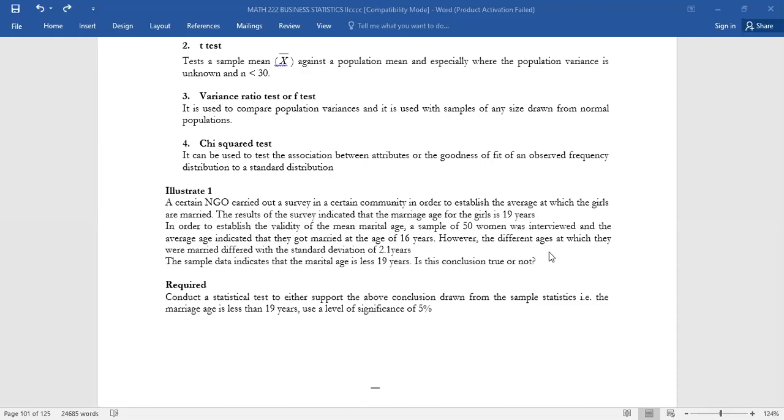What are we testing? You see, the null hypothesis is what we are testing. You've been told to conduct a statistical test to either support the conclusion or not. What was the conclusion? The sample data indicates that the marital age is less than 19 years. So what will be our null hypothesis? Our null hypothesis is the mean marital age is equal to 19 years, isn't it? So what will be the alternative hypothesis?